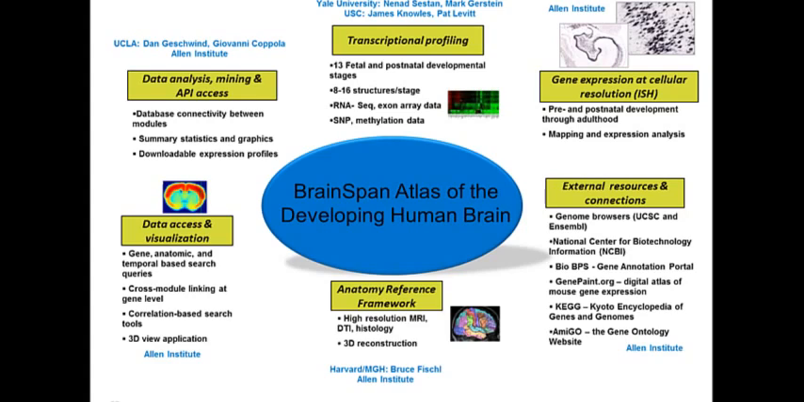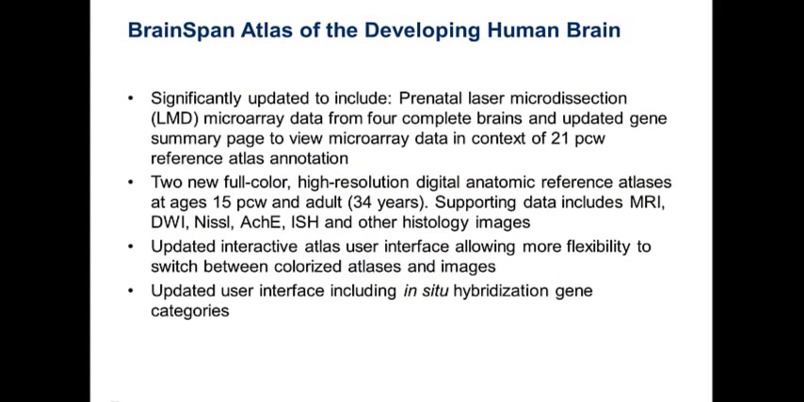The transcriptional profiling was performed at Yale and USC. There was data analysis done at UCLA. A lot of the imaging was done at Harvard MGH. And then the Allen Institute did the in situ hybridization data and put all of this data together. So this particular data set has been updated to include microdissection microarray data from 4 complete brains, an updated gene summary page to view the microarray data.